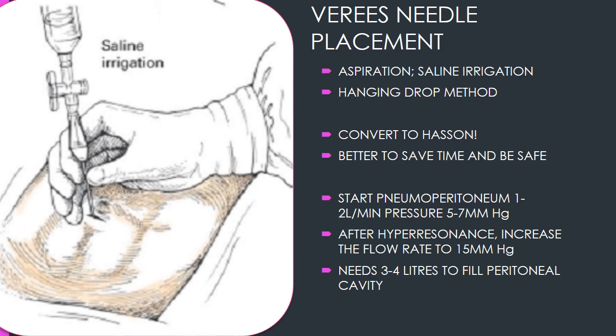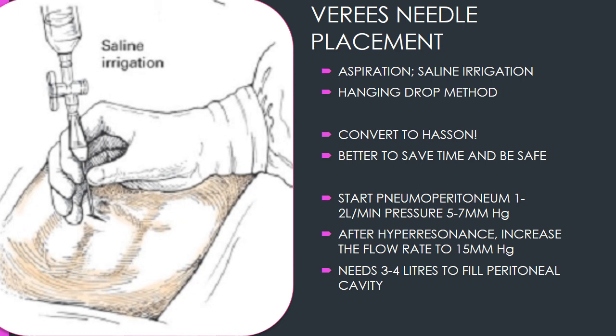Next thing you need to do is saline irrigation, and if you have a free flow of saline, usually you are inside the peritoneum because there is negative pressure in the peritoneum. A nice thing to do is the hanging drop method. Place a drop of water inside the lumen of the Veress needle upper end and slowly lift up the parietes. If you see that the fluid goes down and the meniscus reduces, you know that you are in the peritoneum. If you encounter difficulties as discussed earlier, convert to Hassan to save time and be safe.